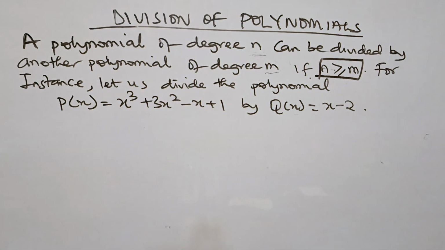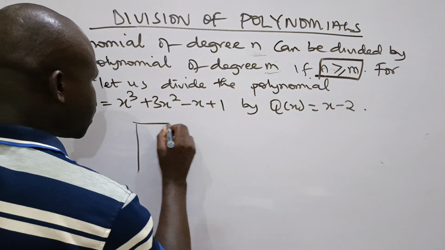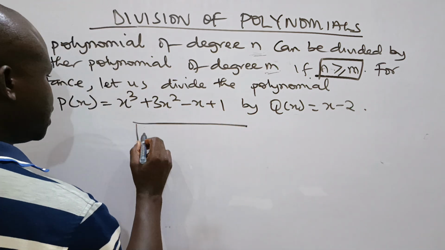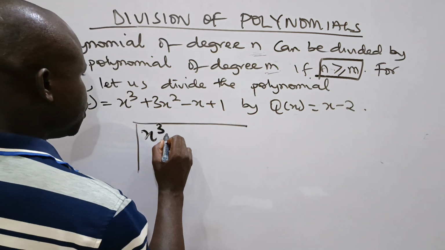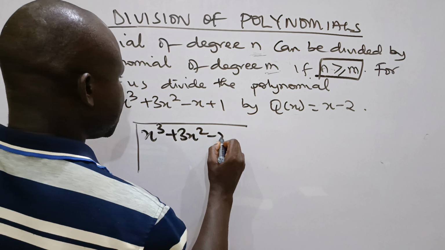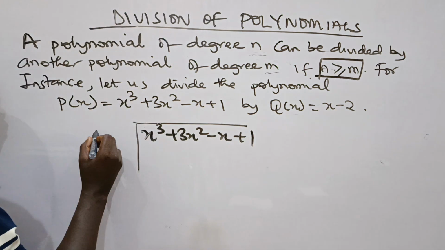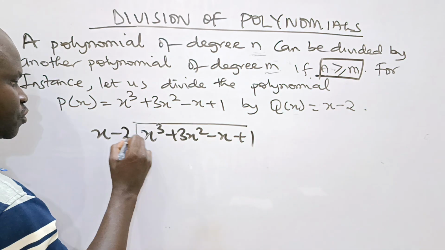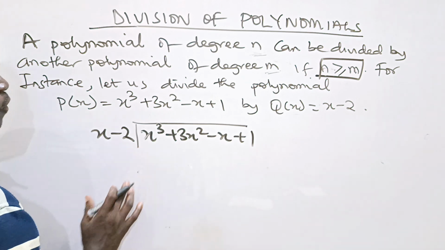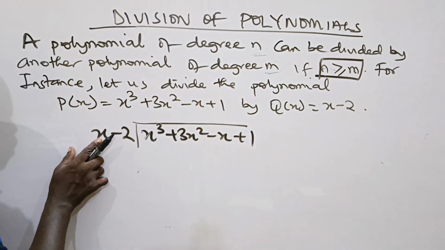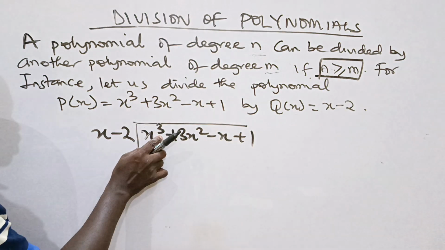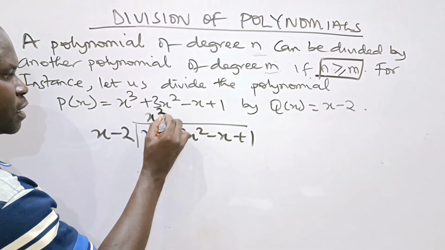So let's look at this. How do we divide this? We use the long division method. We put p of x, x cubed plus 3x squared minus x plus 1, inside. Then the divisor is x minus 2. So what do we do here? We now look for the value of x that's going to give us x cubed. That will be x squared.